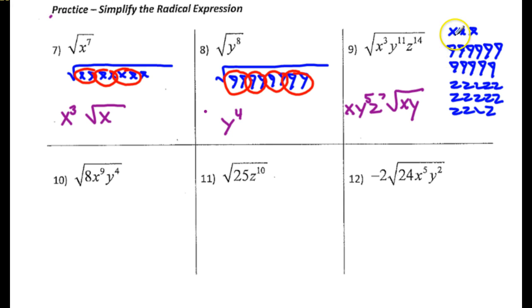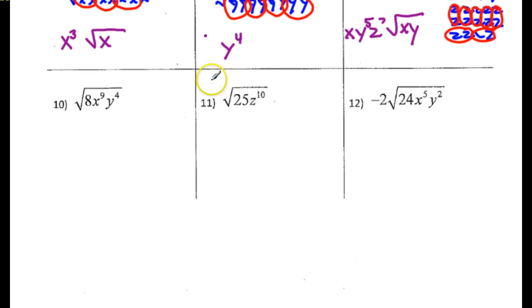Okay, so look, if I write all these out, x to the third, one pair comes out, so it's just an x. One x stays in, just an x. 11 y's. So look, I can make 1, 2, 3, 4, 5 pairs. So 5 pairs came out, y to the 5th. This one y stayed in. Z to the 14th. Okay, so I can make 1, 2, 3, 4, 5, 6, 7. So that's why z to the 7th came out, and there's no z's left inside. Okay?